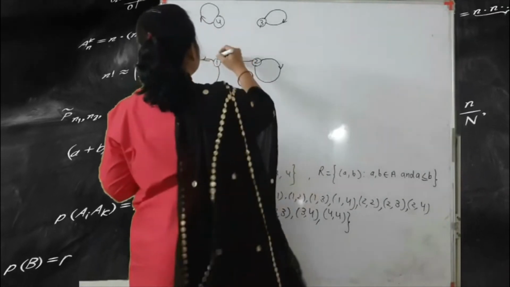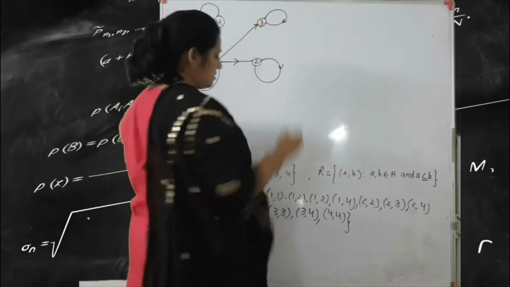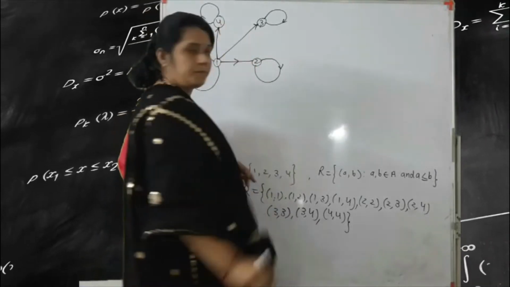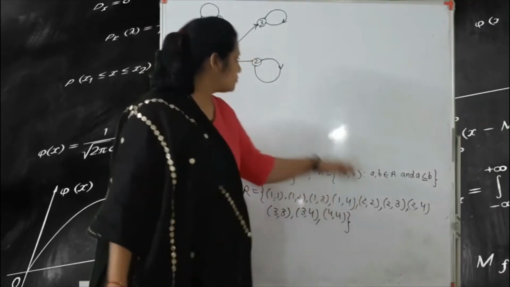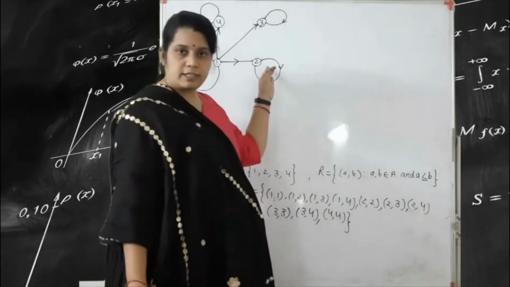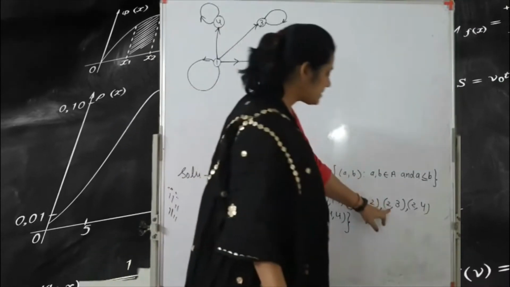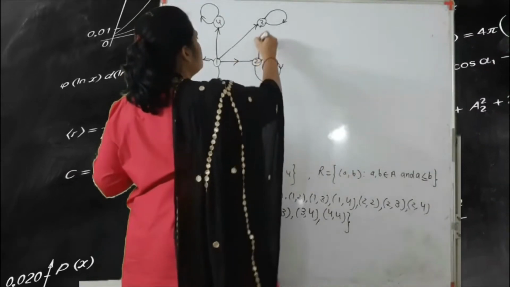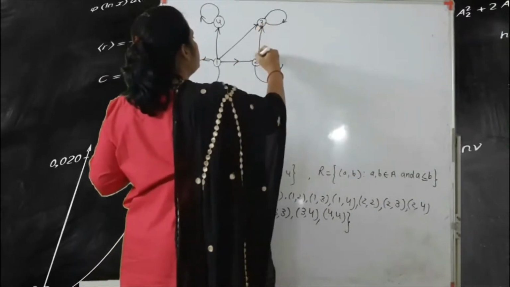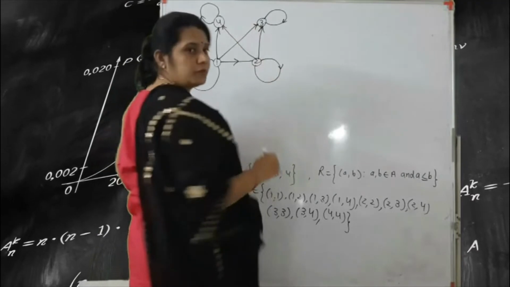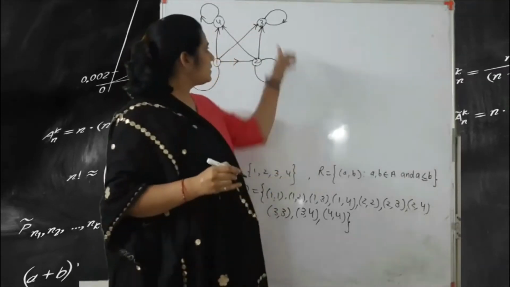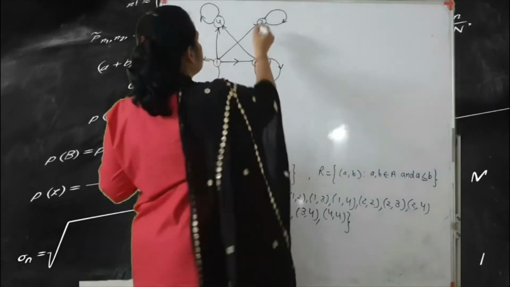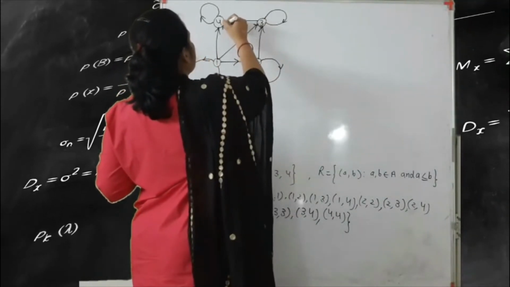So this is 1 to 3 and 1 to 4. So we draw here 1 to 4. Got it? Next is 2 to 2, so we already drew the self loop. Next is 2 to 3 and 2 to 4. Got it? Next is 3 again the self loop, and next one is 3 to 4. So this is 3 and this is the 4.